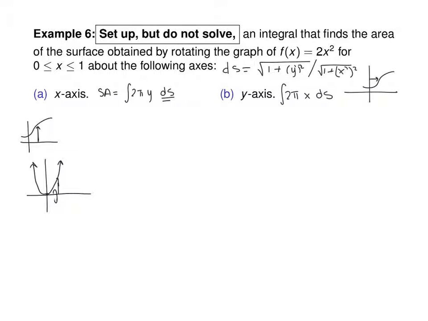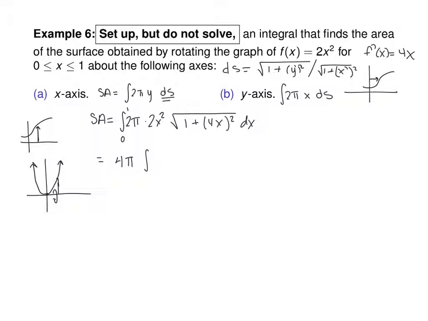So this part gets spun. So the surface area can be given by an integral. Let's just use x's. x is 0 to x is 1. 2 pi y is equal to 2 pi times 2x squared. The ds equation will be the square root of 1 plus f prime of x, which is 4x, so 4x, the quantity squared, dx. Or that's 4 pi integral 0 to 1 x squared times the square root of 1 plus 16x squared dx. You're not asked to solve that, just set it up.